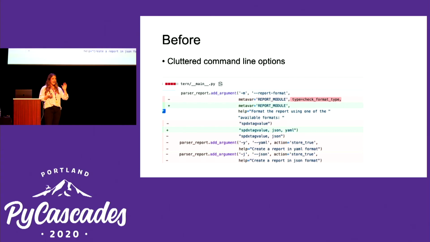So after we used Stevedore to help us implement extensions, we were able to go down to just one command line argument, and it was called report format, and then the user could specify the type that they wanted. And Stevedore handled all of the parsing of what the user did, and then handled the execution according to what the user specified.